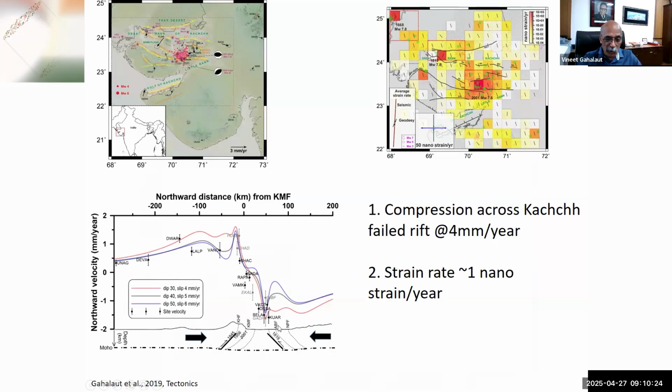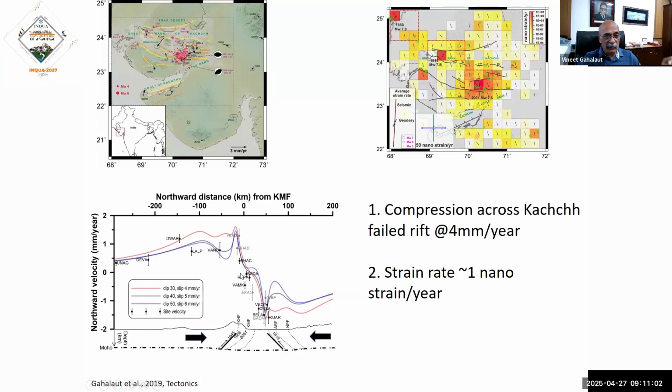And if I assume a compression across this rift, across this failed rift, on the northern flank you have earthquakes like the 1956 Anjar earthquake or the Bhuj earthquake, and on the southern fringe, if you assume an earthquake like the 1819 Allah Bund earthquake, and I apply compression on it, then that's how the curve looks, and the curve fits these observations so beautifully that to me it was a surprise.